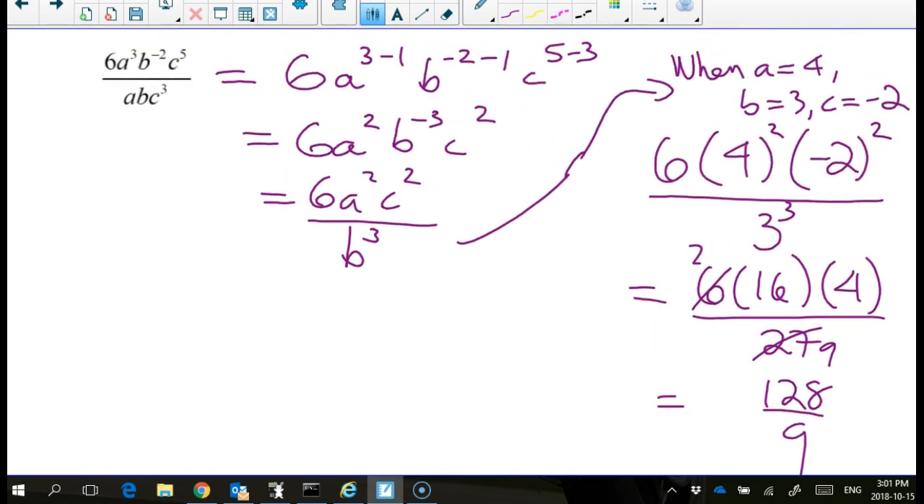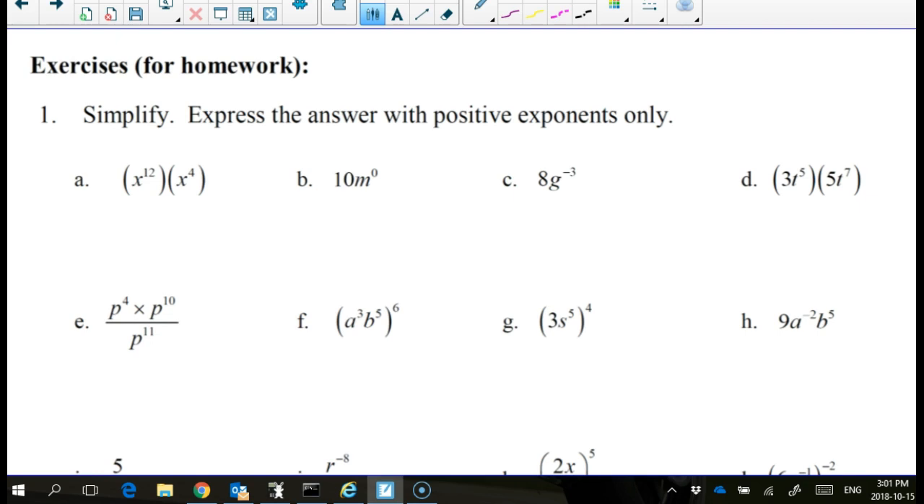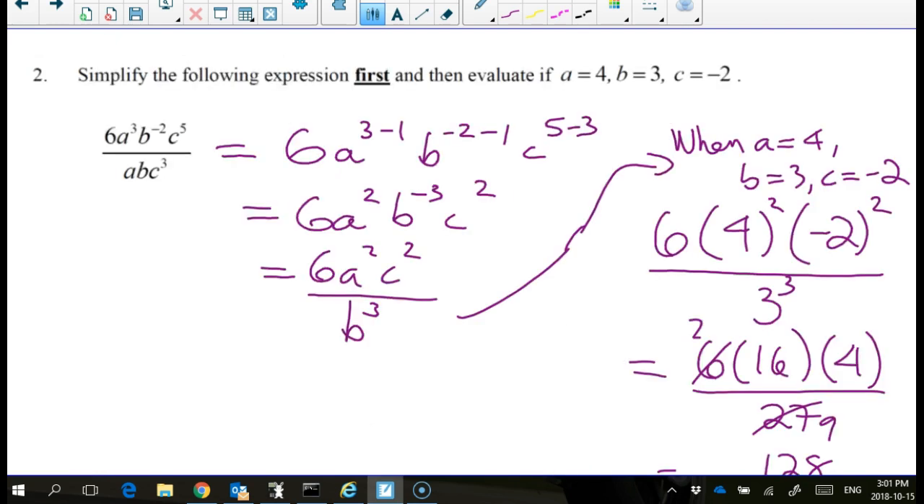So simplify first, use your exponent laws, and then evaluate, come up with a value by substituting in the values of the variables. That's why I'm not writing an equal sign here. This isn't equal to anything. It's when this, then the expression becomes this, which is now equal to this, which is now equal to this. And then the exercises are for homework, so you've got the next little while to work on them.